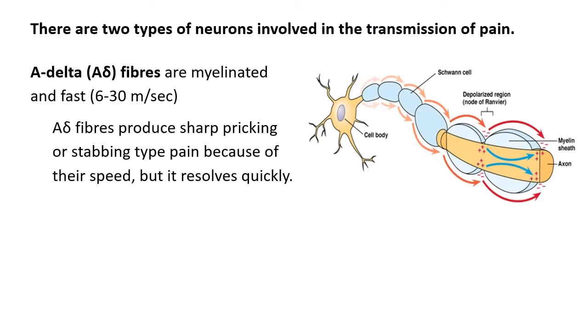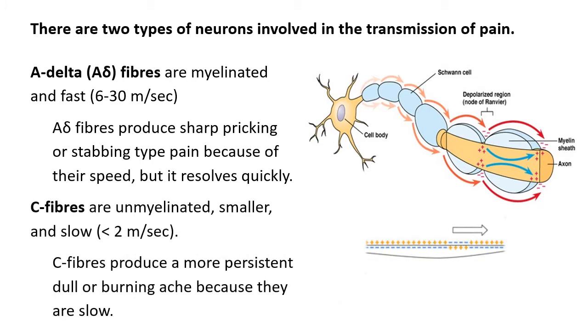A delta fibers are myelinated. Remember saltatory conduction? Because the action potential skips from node of Ranvier to node of Ranvier, the transmission is much faster. The perceived pain is therefore sharp or stabbing.